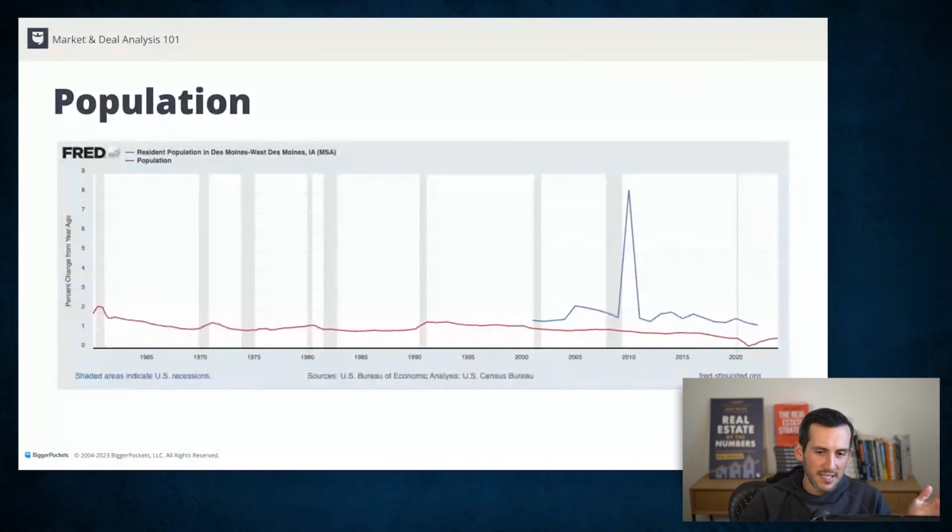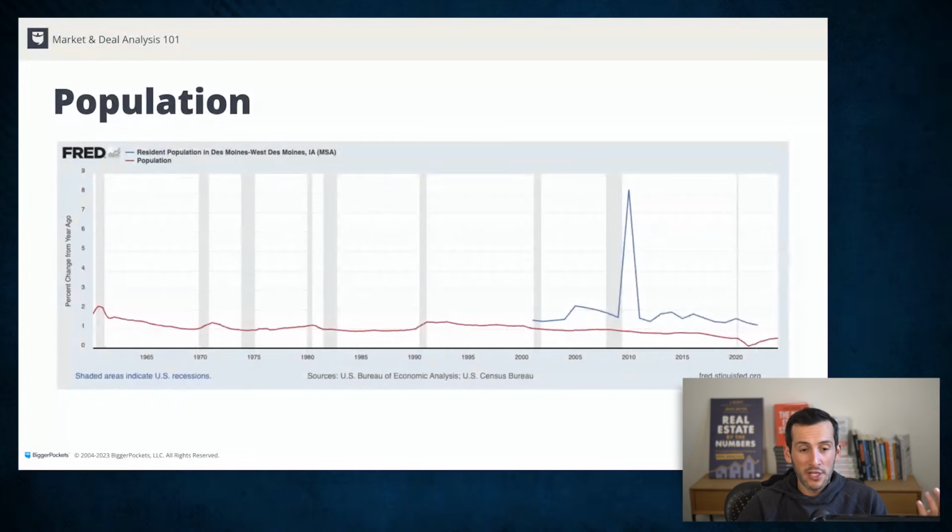You'll notice that the timeframes are a little bit different here. Regional, like city or metropolitan area level data about population doesn't come out as frequently as national data. And so for the last time we have data, which I think is 2022 here, you can see that Des Moines was more than double the national average. So that's really encouraging from a demand perspective.